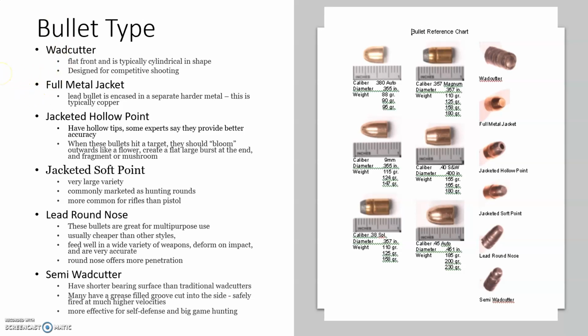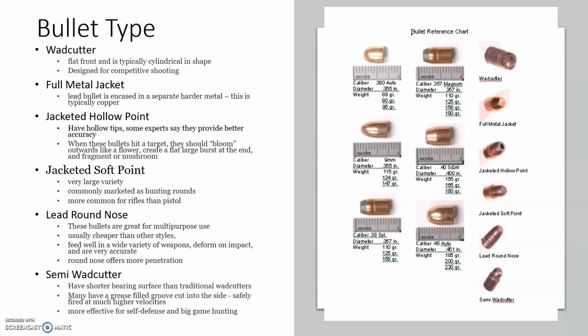I'm going to start with the wadcutter. The wadcutter is right up here in this picture, and it usually has some sort of flat front, and it's usually very cylindrical in shape. Usually it's designed for competitive shooting, so when you are shooting at a paper target, you want as clean a definition of your bullet hitting the surface as possible, so that when they go to look at it or measure it and compare it to somebody else's, it is very clear where your bullet hit the target. So typically they are used for that.